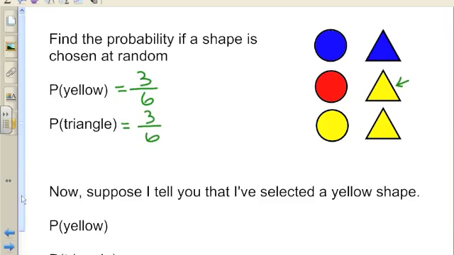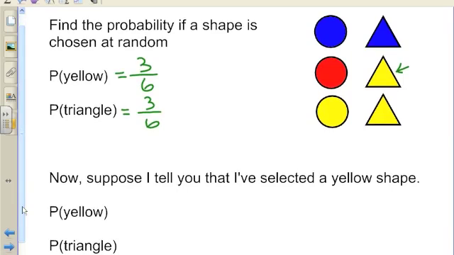Now suppose I tell you that I've selected a yellow shape. Imagine I'm holding it in my hand, but I'm not going to show you what it is. But I tell you a little secret. I tell you it's yellow. And I'm not a liar, so you know that the shape is yellow. Now let's think about these 2 questions. I'm actually going to do triangle first. If I tell you the shape is yellow, what's the probability it's a triangle?